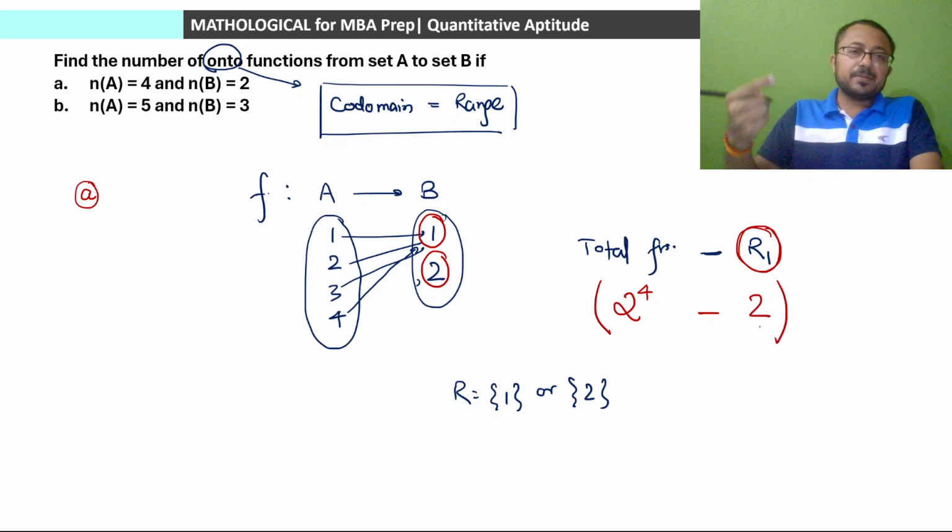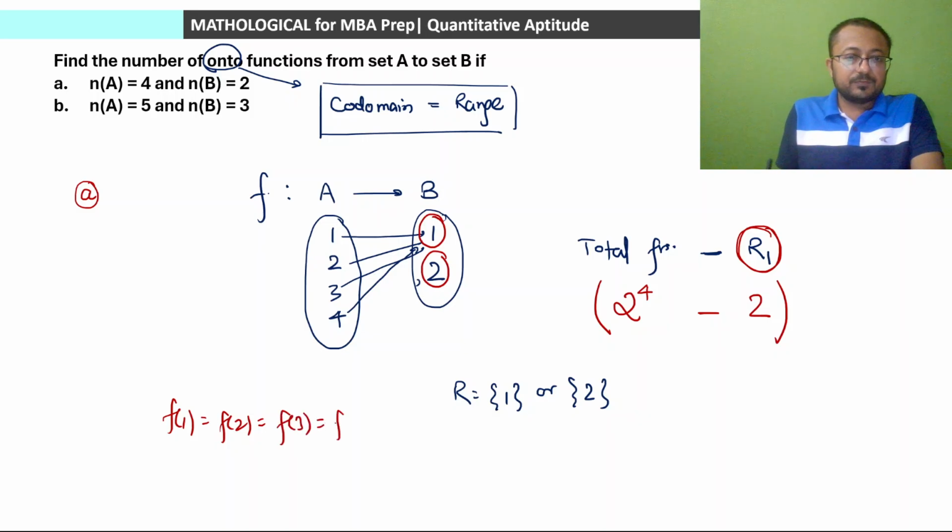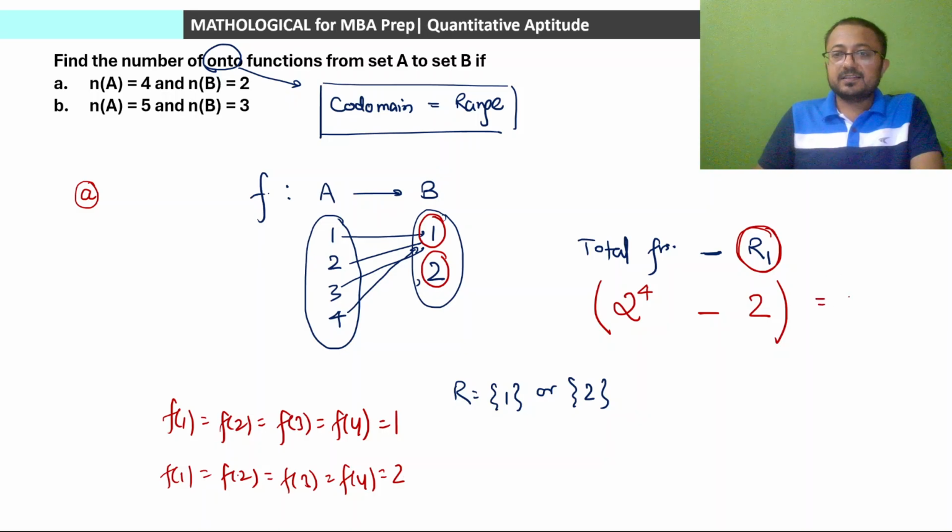और ऐसा एक ही में तो पॉसिबल होगा भाई. या तो केस बनेगा हमारा कि f1 as well as f2 as well as f3 as well as f4, this is equal to 1. This is first case. Or second case will be when f1 as well as f2 as well as f3 as well as f4, this is equal to 2. So 2 such cases will be eliminated. Answer will be 16 minus 2, 14 such functions are possible.